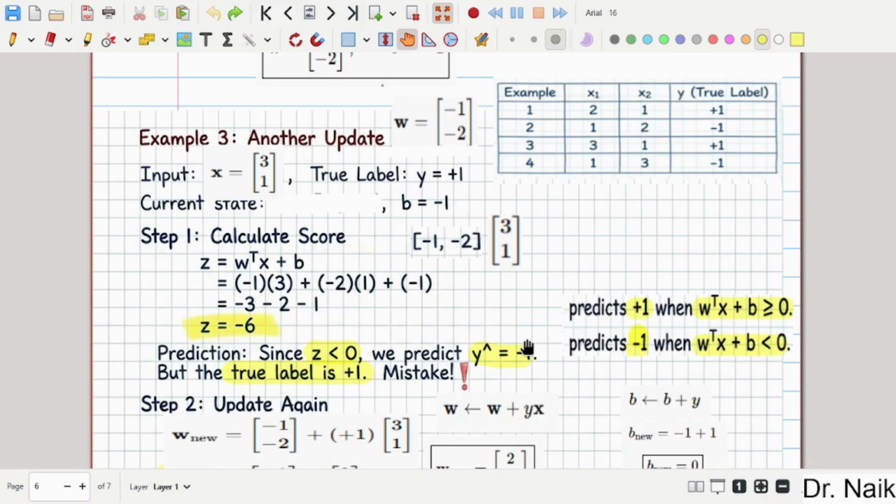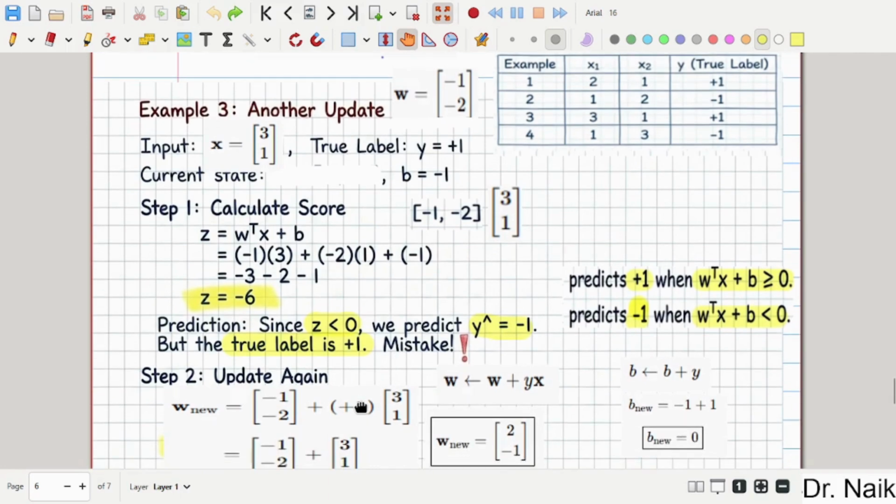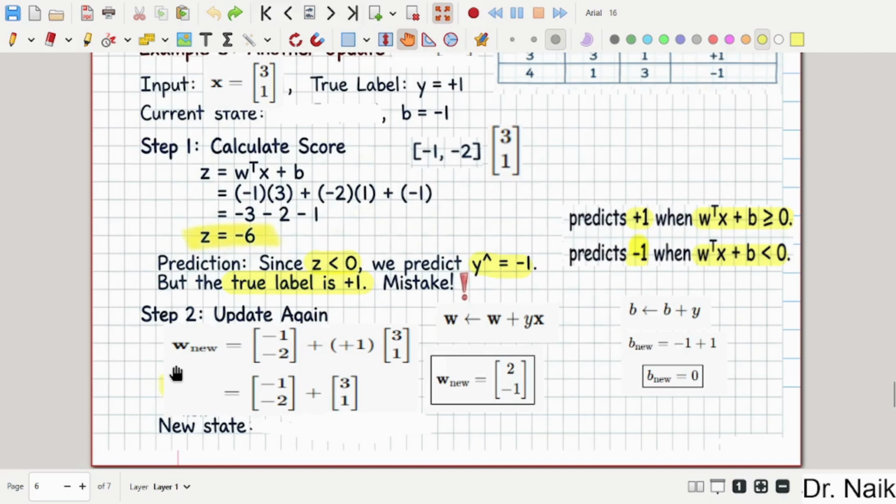By the prediction rule, we know that if Z is greater than or equal to 0, we will predict +1, and if Z is less than 0, we will predict the class as -1. Here our Z is -6, that means Z is less than 0, so we will predict y hat is equal to -1. But the true label given to us is +1. Here the true label for example 3 is +1. Therefore we made a mistake. That means the perceptron made a mistake. As the perceptron made a mistake, we need to update W and bias.